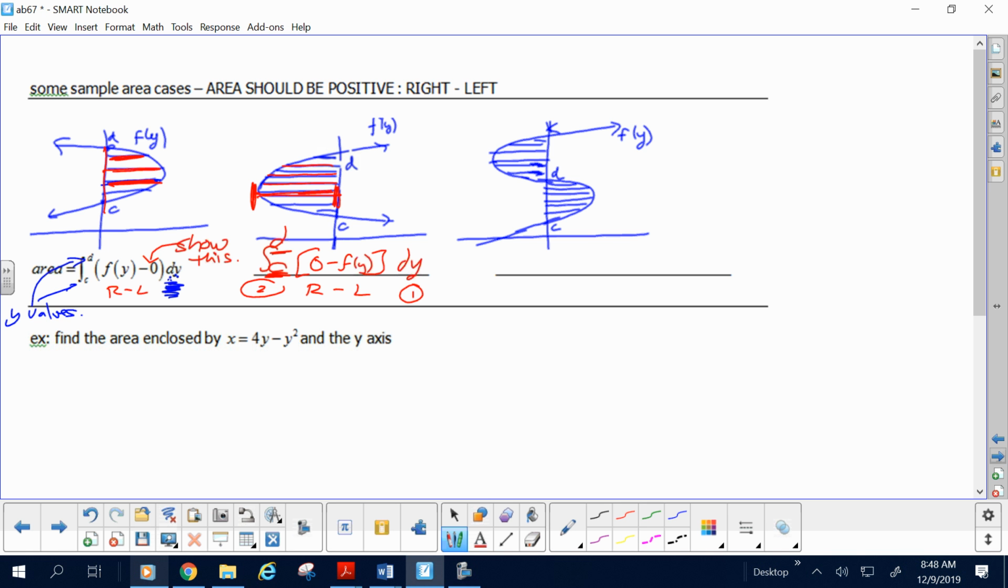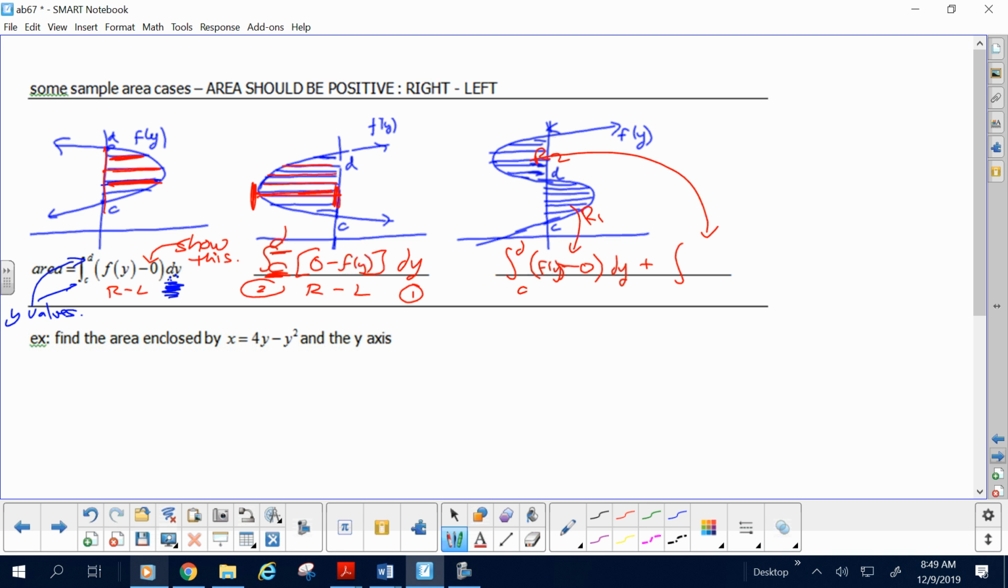Perfect. Excellent. Now, in this case, you get two regions. And so because of that, we'll need two integrals. The lower region. Now, if the rectangles go sideways, we must be using y as the variable of integration. The first region, I'll call it region 1. What are the limits of integration? C to D. And what's right minus left? F of y minus 0.